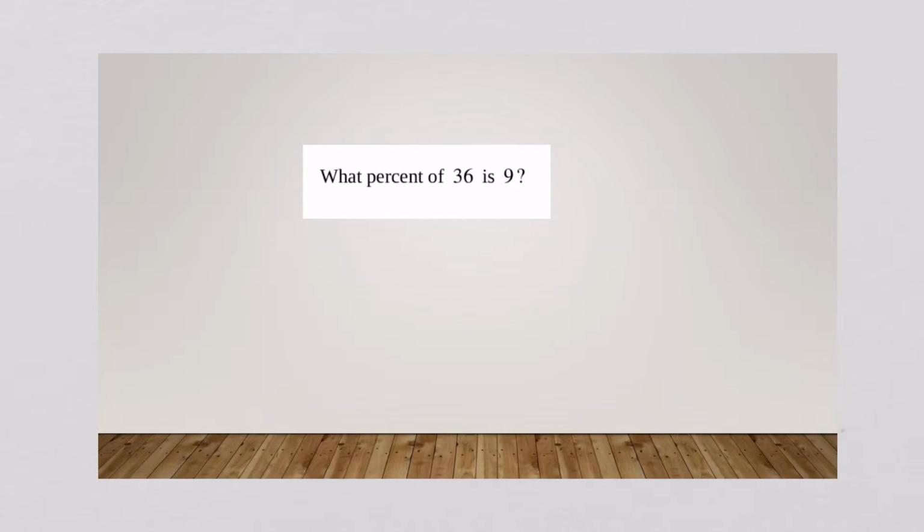Okay, for this problem, what percent of 36 is 9? What percent means X. Of means multiply. 36 is means equals 9. And keep in mind that we are allowed to multiply in any order because of the commutative property. So this could be 36x is equal to 9. So how do I solve for x?